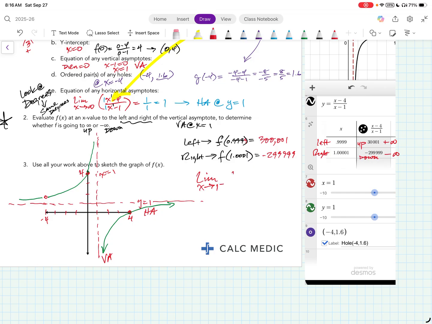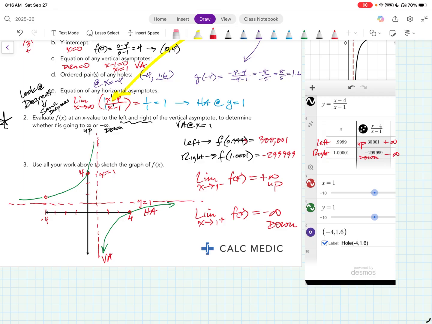from the left, if you're coming in from the left-hand side, you get infinity because it's going up. And then if you take the limit of the function as x approaches 1 from the right-hand side, so use that little plus sign, if you're going from the right, it goes down, so it goes to negative infinity because the function is going down. So these are called left and right-hand limits.